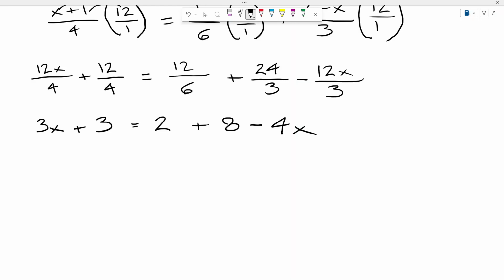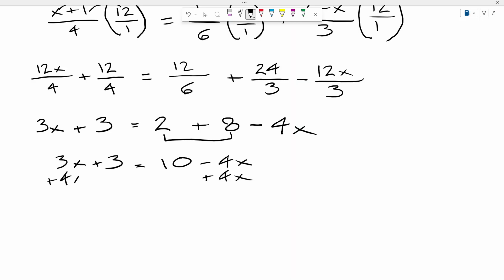So now, just like we had done before, we can combine like terms, and let's just start on the right side here. Let's get that combined. So we have 3x plus 3. So we have 10 now, minus 4x. And then, again, just like before, we should come out with the same answer, but I think I'll just add the 4x over.